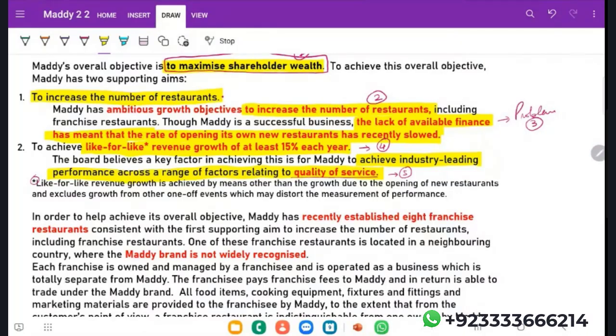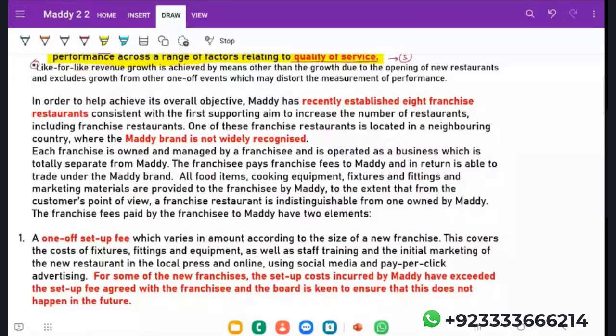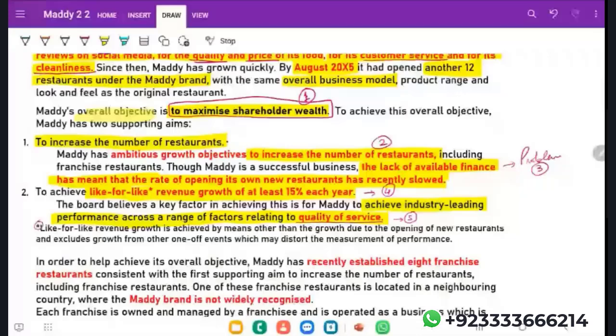If the company is having some cash flows because the company sold some equipment or something, we are not supposed to include that in the analysis, right? So this is the first part of the overall objective and everything which is given in the company's information, right? In order to help achieve its overall objective, right?